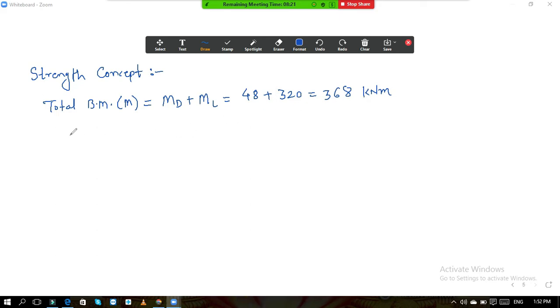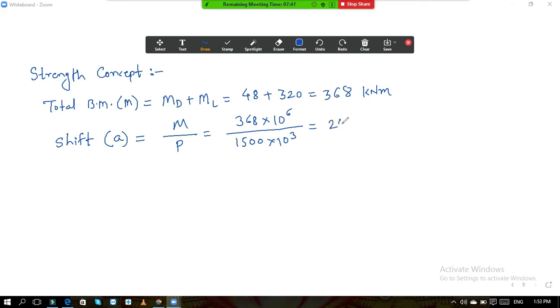Now we will calculate the shift. We will call this A. Shift is equal to what is the formula? It is M upon P, where M is the total moment. So 368 into 10 raised to 6 divided by P, the precipitating force, 1500 into 10 to the power 3. Calculate this value now. It works out to be 245.33 mm. This is the shift.